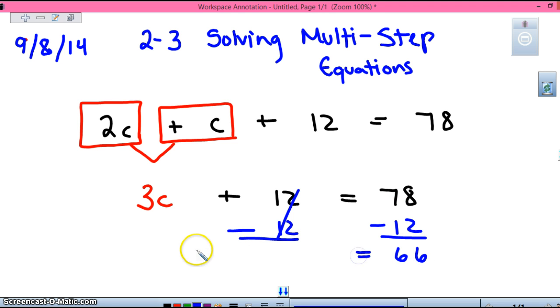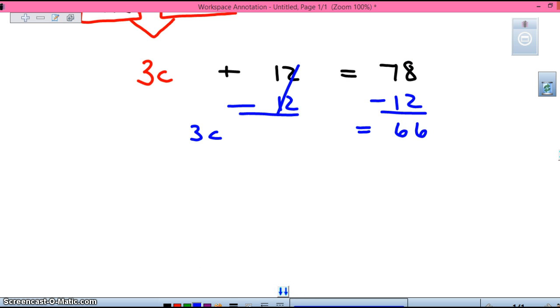So 66 is equal to 3c. What do we do next? The inverse of multiplication is division, so we divide by 3. What you do to one side, you do to the other. c is equal to 22.